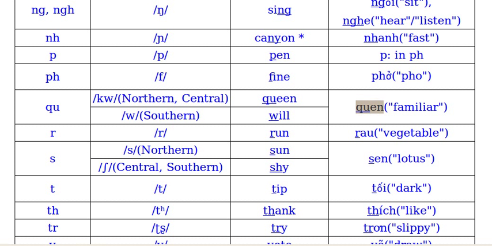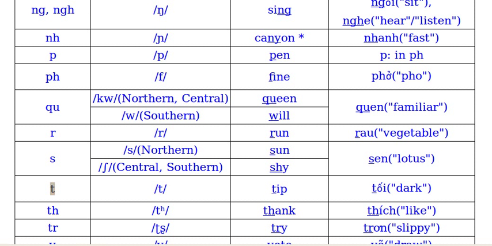The next consonant is R. R as in run. Example is rau, rau, which means vegetable. The next consonant is the S. This consonant has two ways of pronunciation. The northern way is s as in sun, and the central and southern way is sh as in shy. Example, the northern pronunciation, sen. The central and southern way, shen.